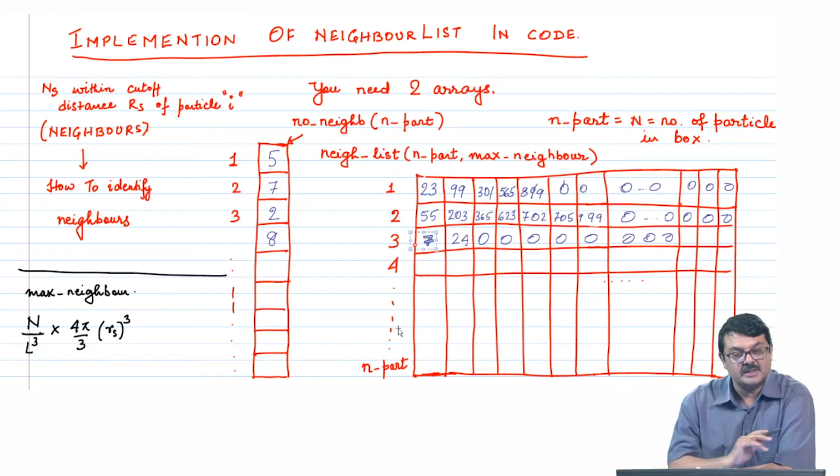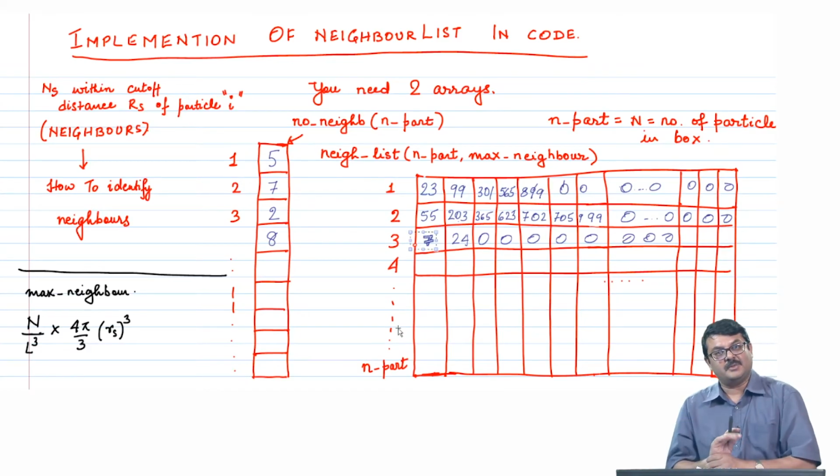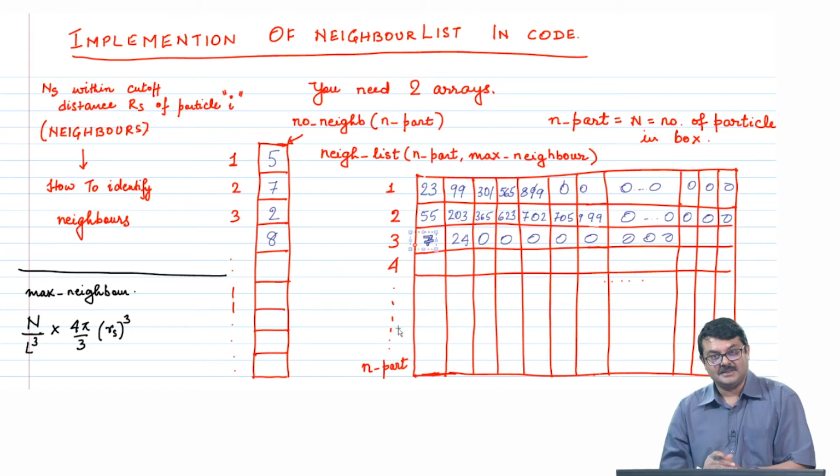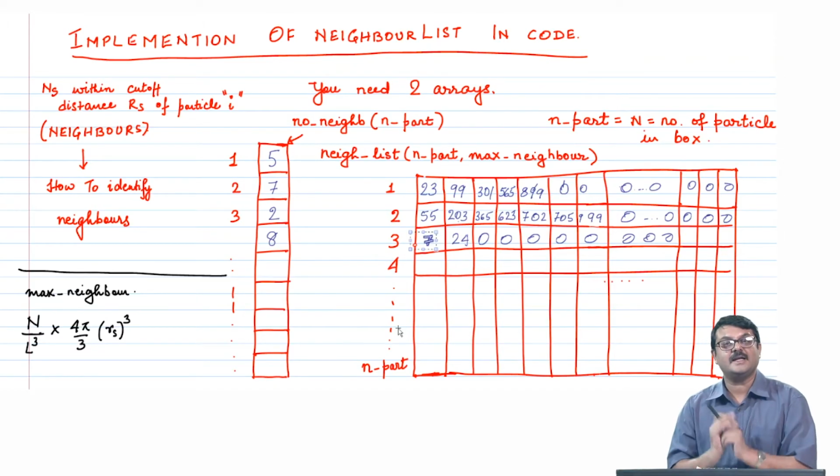And so on and so forth for each particle. For each particle you basically save the number of neighbors in this array, and you use this array when you have to calculate force, because now you have a smaller list of neighbors for each particle.